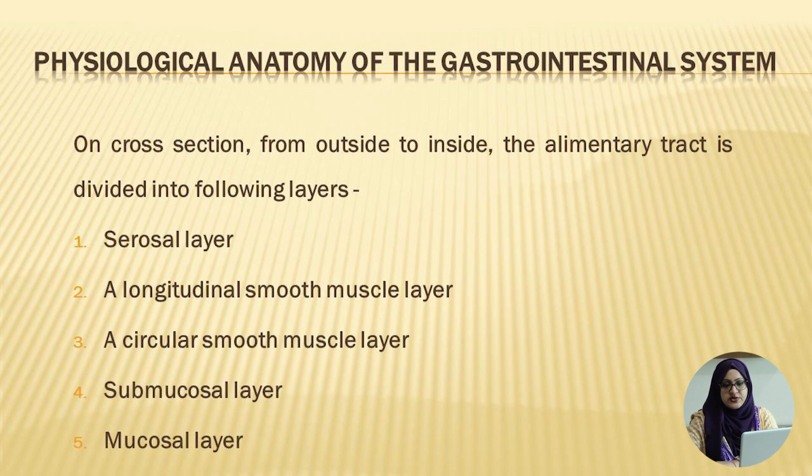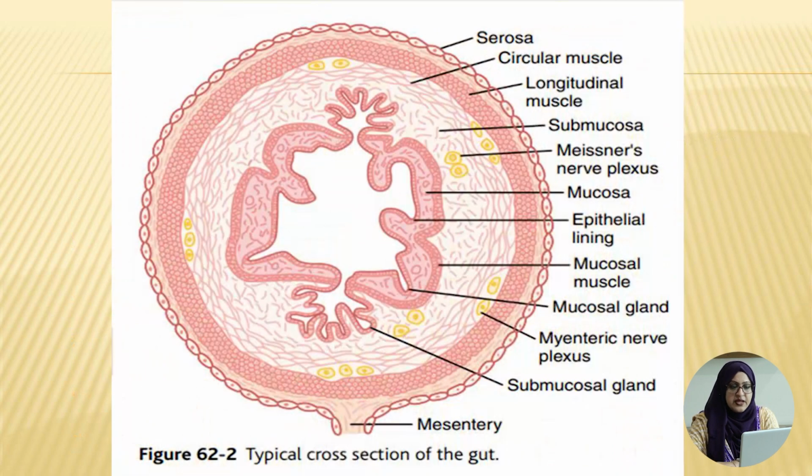Physiological anatomy of the gastrointestinal system. On cross-section, from outside to inside, the alimentary tract is divided into the following layers: the serosal layer, a longitudinal smooth muscle layer, a circular smooth muscle layer, the submucosal layer and the mucosal layer. This is the picture showing the cross-sectional area of the gut. As we can see, there is the serosal layer, the muscle layer, that is the longitudinal muscle and the circular muscle. Then the submucosal layer, which consists of the mucosa and the lining epithelium, and then the mucosal gland.